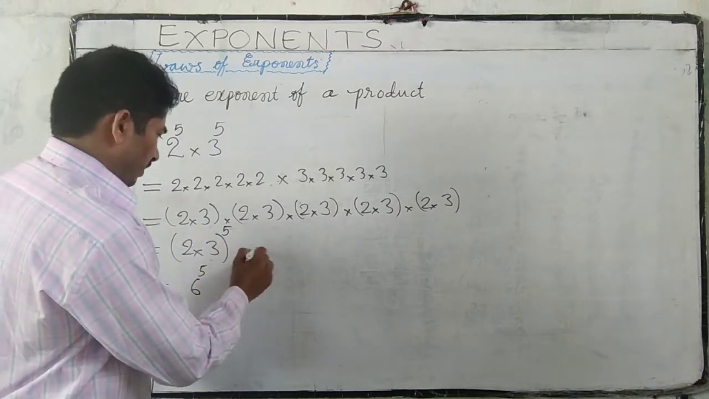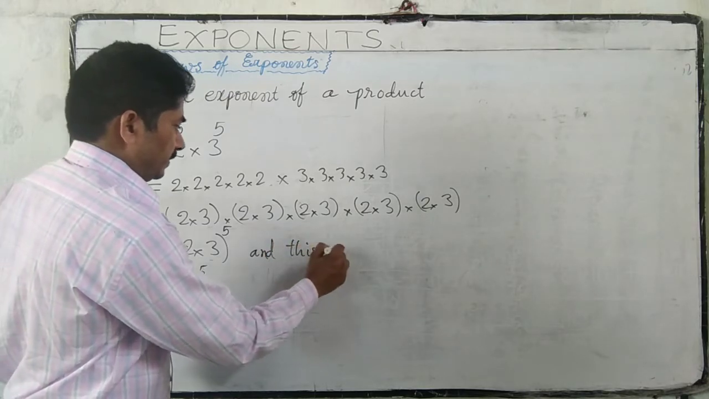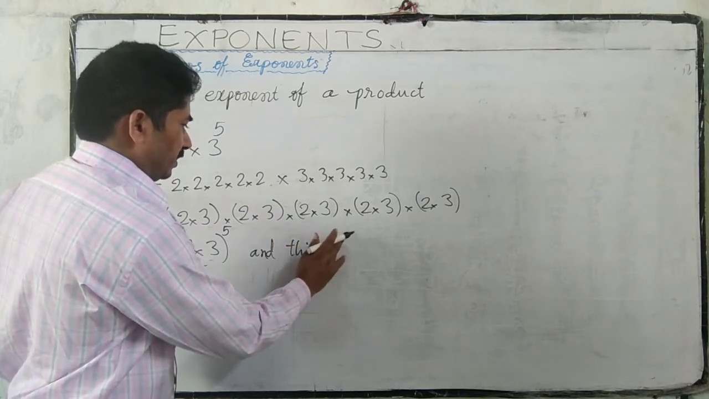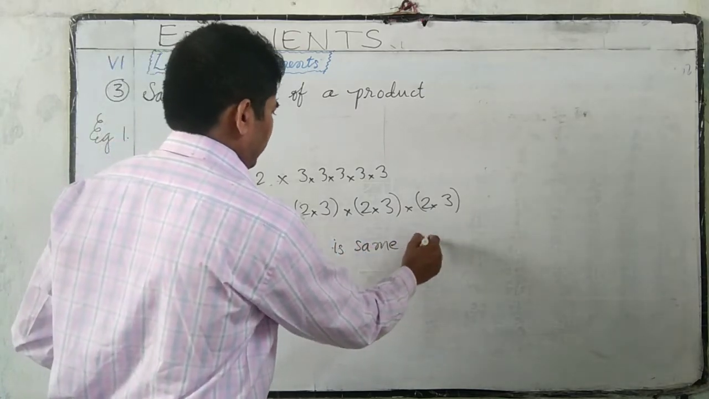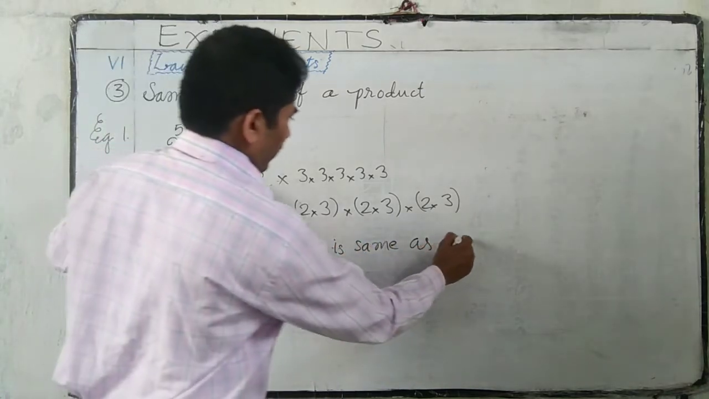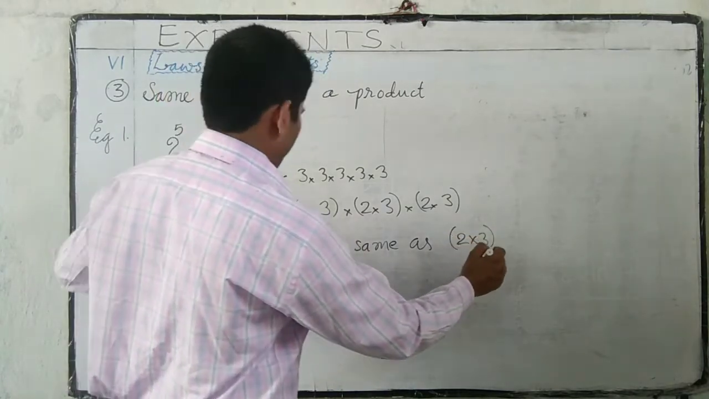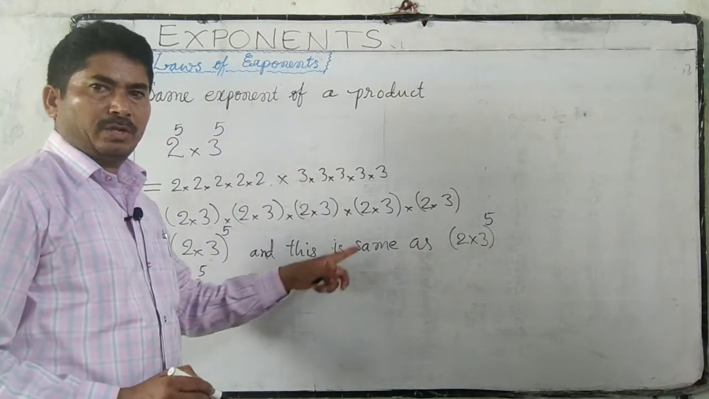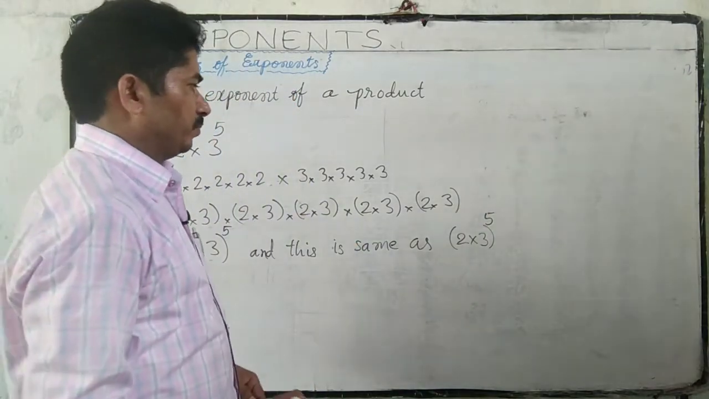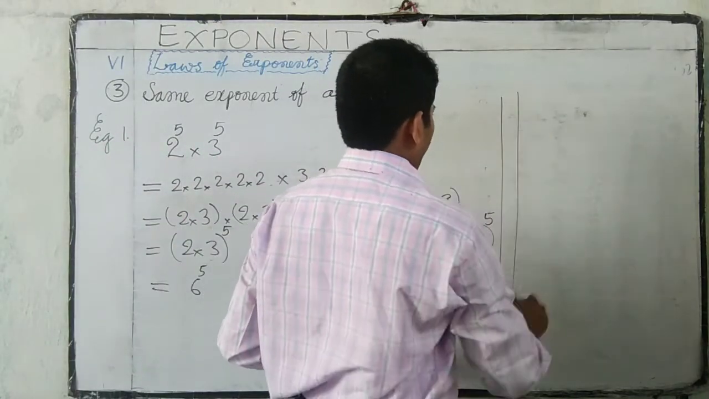But up to here observing, this is the same as 2 into 3 whole to the power of 5. By observing this, we can write directly.